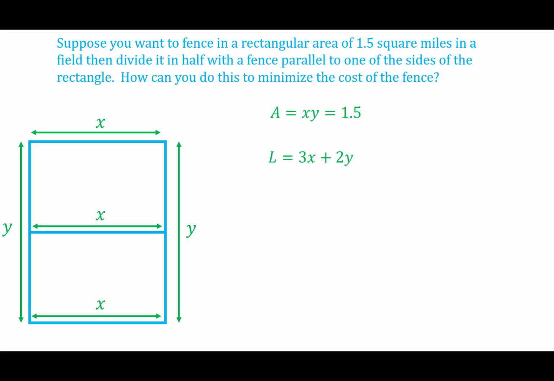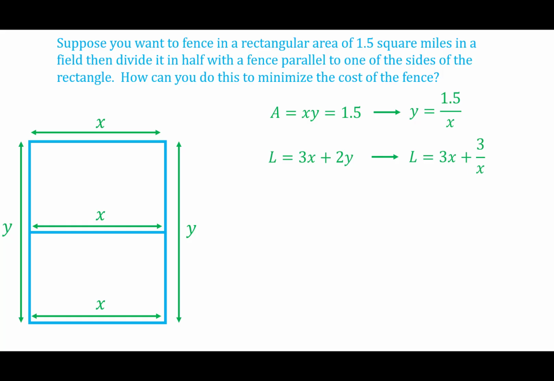Now this should foreshadow a little bit that we need to take the derivative of L because when the derivative is equal to 0, there's potentially a maximum or minimum there. But right now, L is expressed in terms of 2 variables instead of just a single variable. But we can write it in terms of a single variable by first rewriting our area equation as y is equal to 1.5 divided by x, right? Just solve for y. We can plug that into our equation for L. That would give us L is equal to 3x plus 3 divided by x.